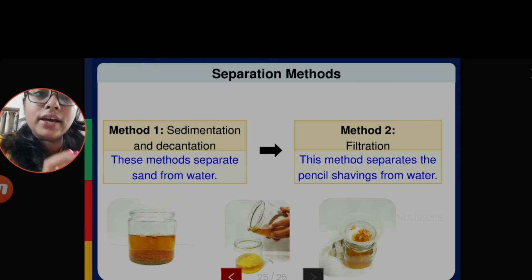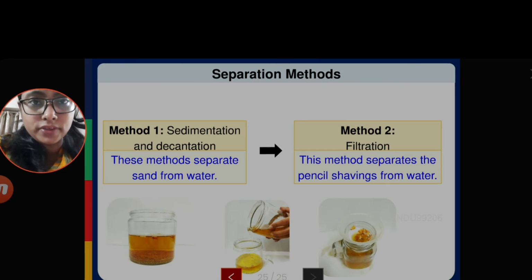So after decantation, obviously the liquid is still with the impurities, so the impurities are collected with the help of the filtration process. In the filtration process, we use a piece of filter paper, so that whatever solid particles are still mixed with the liquid will get separated.